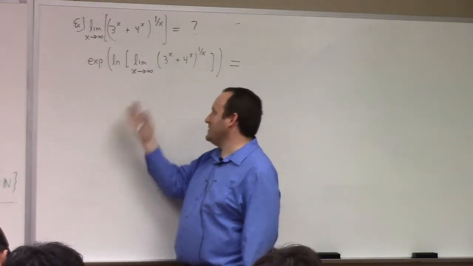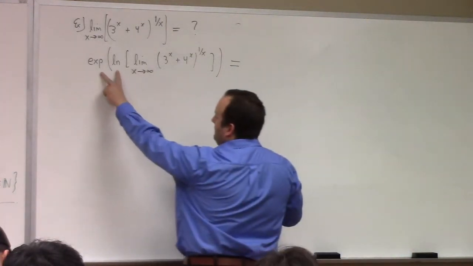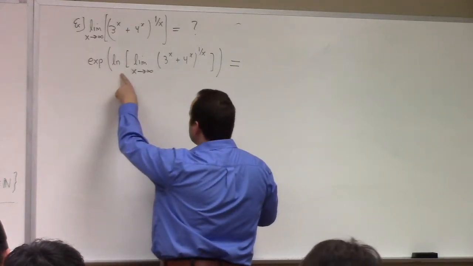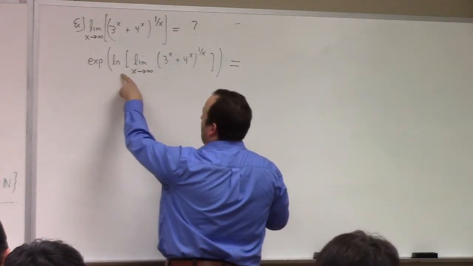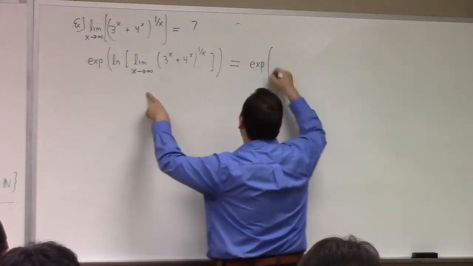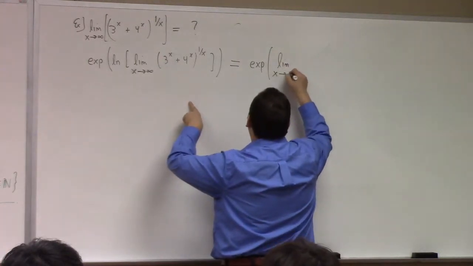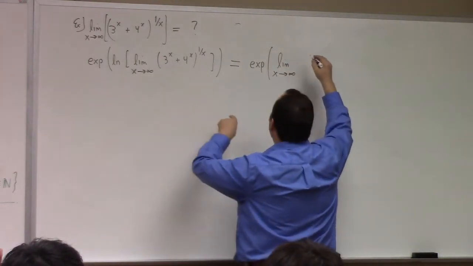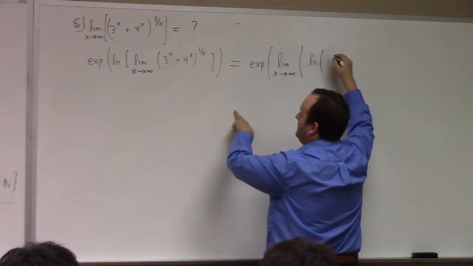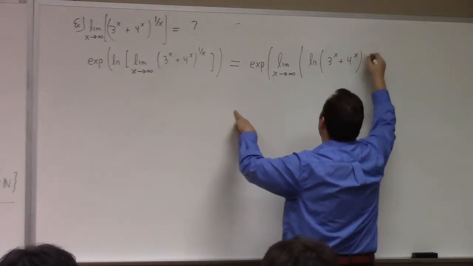So this is an identity, right? The exponential of the log of something is just the something again. And then what we do is we bring the limit outside using the continuity of the logarithm. So this is the limit as x goes to infinity of the natural log of 3 to the x plus 4 to the x, to the 1 over x.